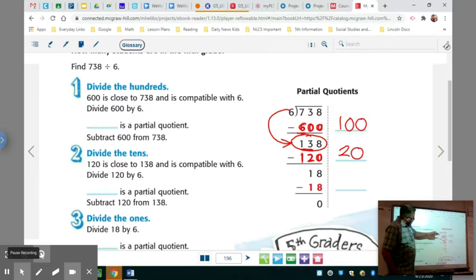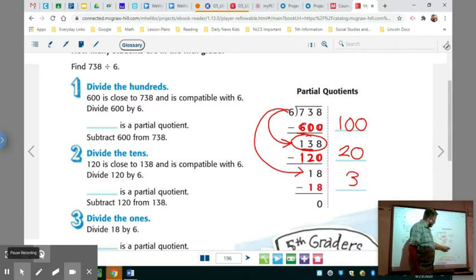Then they ask how many times 6 goes into 18. 3. That's where they get the 3, and you get a 0 in the end. So when you add those up, what do you get? 123, which, if you didn't notice, was the same answer we got on this side. 1, 2, 3 again.